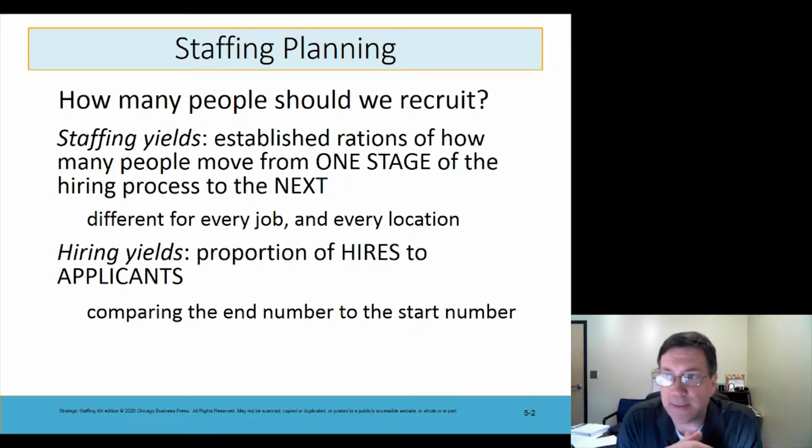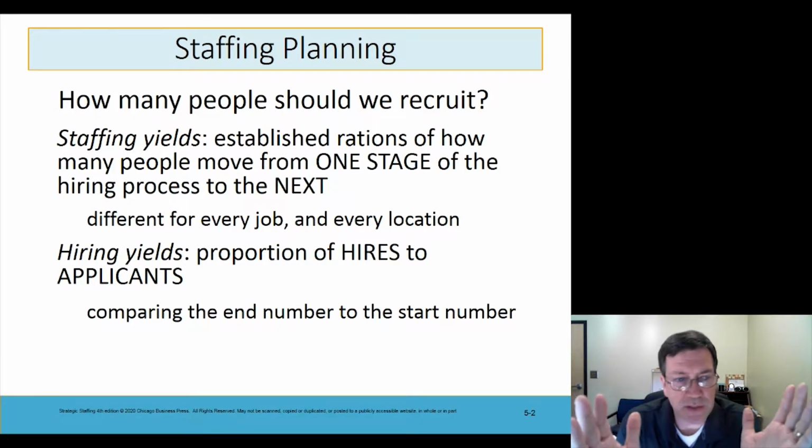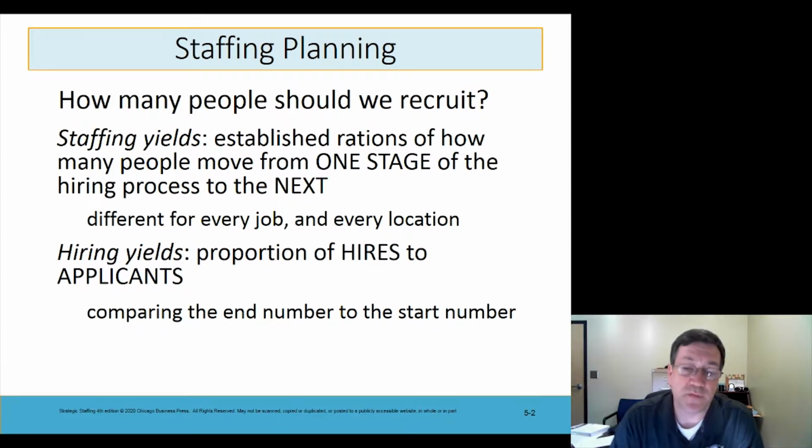For a manager's position, it might be that 1 out of every 10 gets an interview. But the staffing yield, very simply, as we look at the various stages in our process from start to finish, from application to hire, there are 6 steps. So there's a staffing yield for the process of step 1 to step 2. There's another staffing yield, which is different from the first one, for the movement from step 2 to step 3. There's another one from step 3 to step 4, another from step 4 to step 5, and another one from step 5 to step 6.